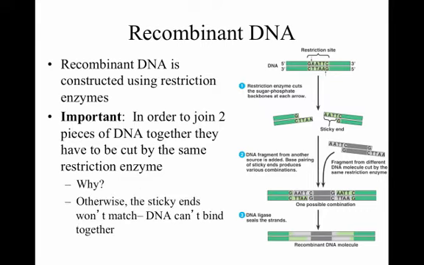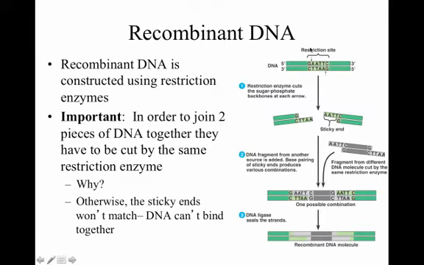Well, the whole idea is, remember, I've got these sticky ends, right? And the sticky ends have a particular sequence. So if I want the sticky ends to be able to stick to another piece of DNA, I need the sticky ends to match. I need them to be complements, and that's only going to happen if I've cut them with the same restriction enzyme. You can see that here.